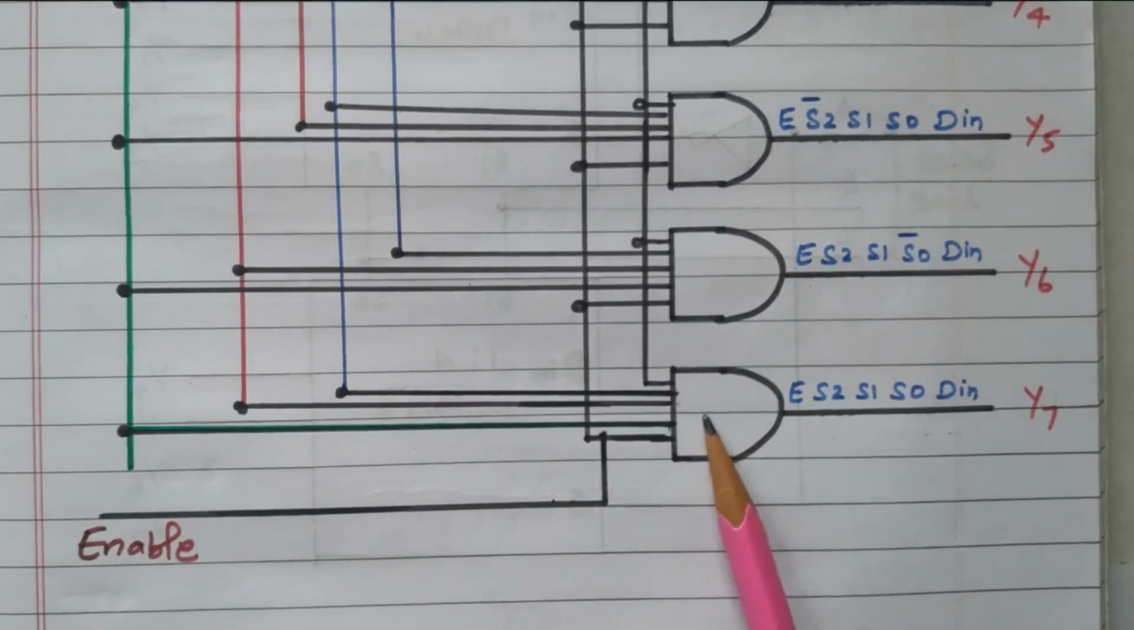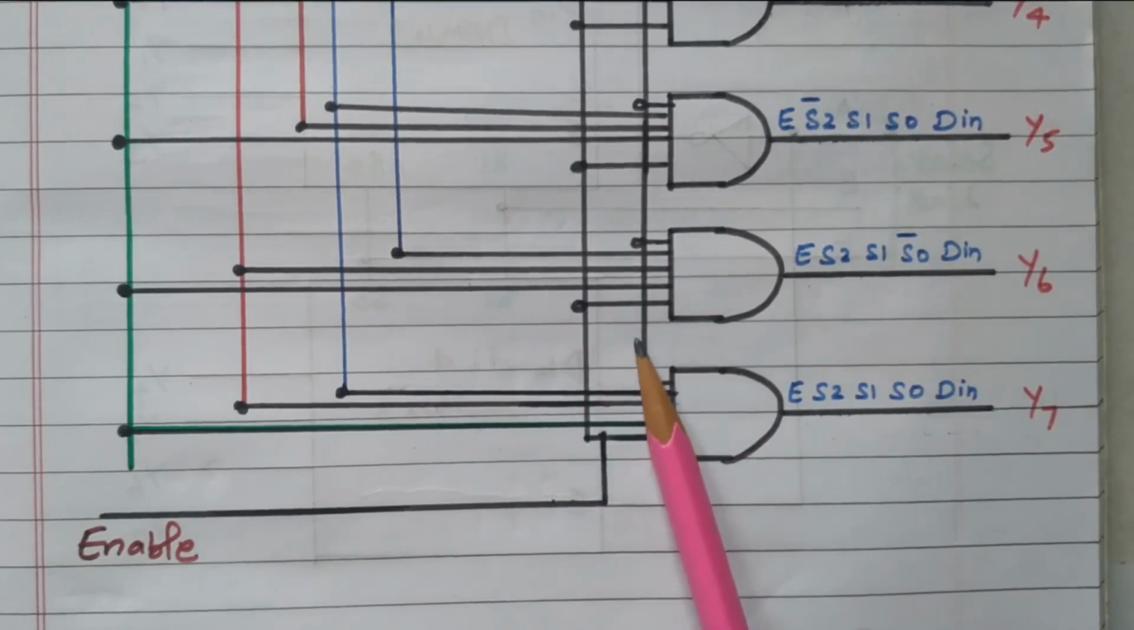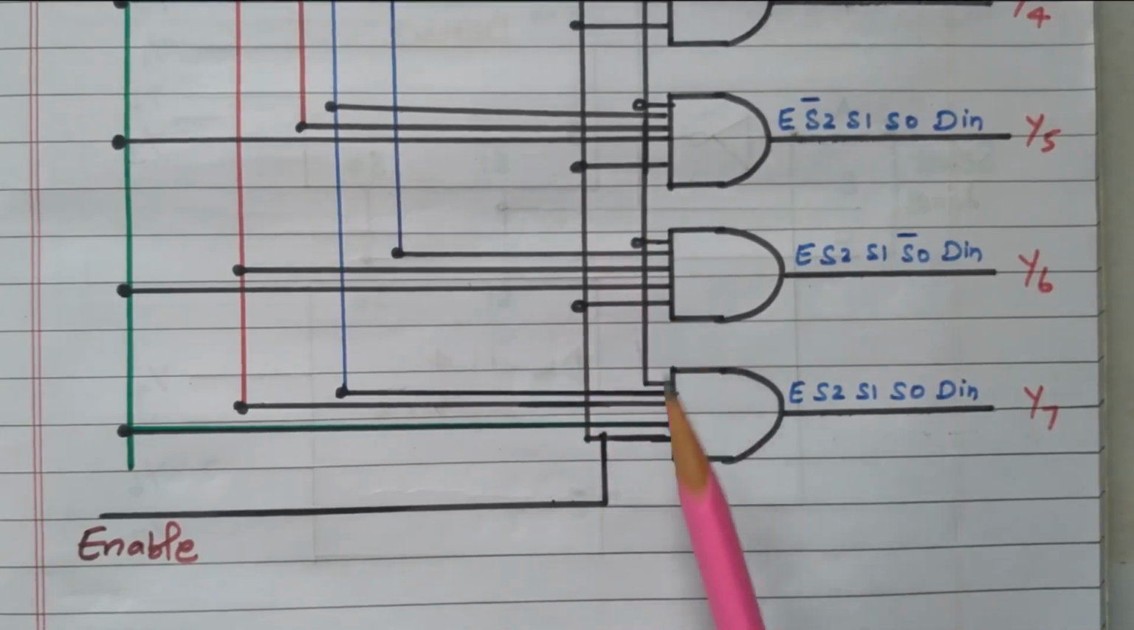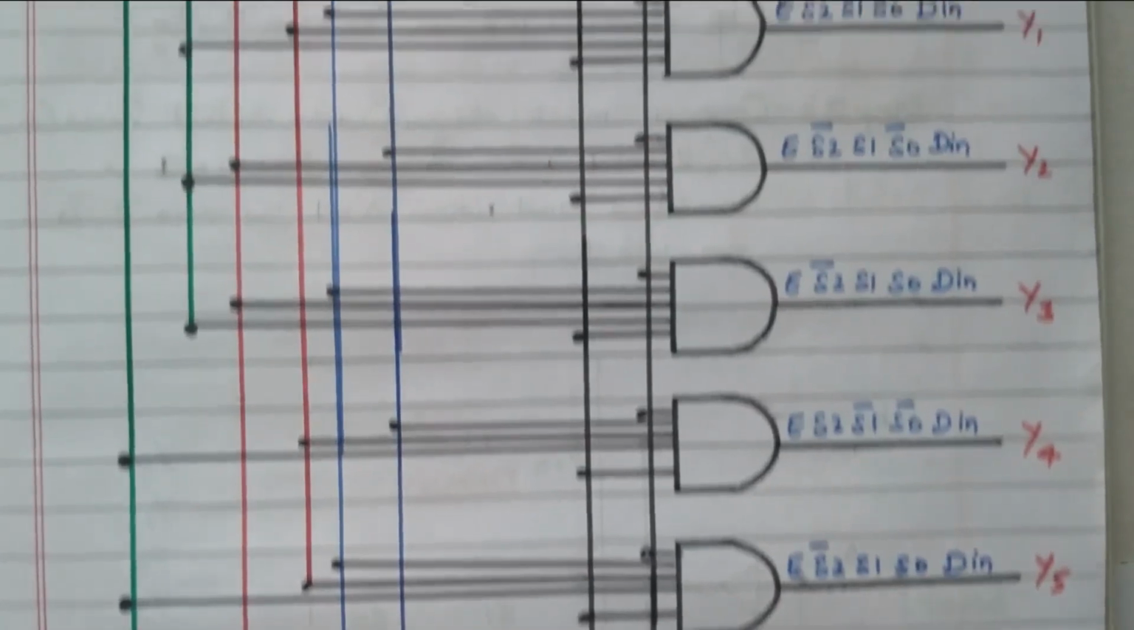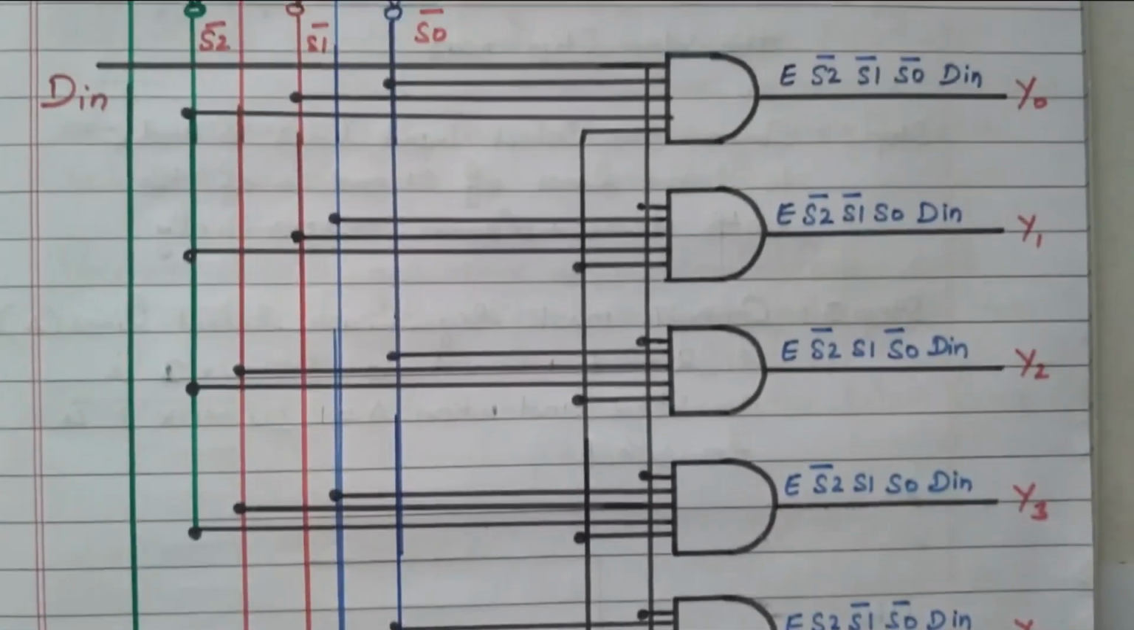So there are 8 AND gates available having 5 inputs. The first input is nothing but the data in. So everywhere data in is connected. The last one is nothing but enable, that is connected to every AND gate. The remaining 3 are nothing but the selection lines, right? According to the combination we discussed, these selection lines are connected. Now we'll see these selection lines one by one. We'll start from Y0 and go up to Y7.